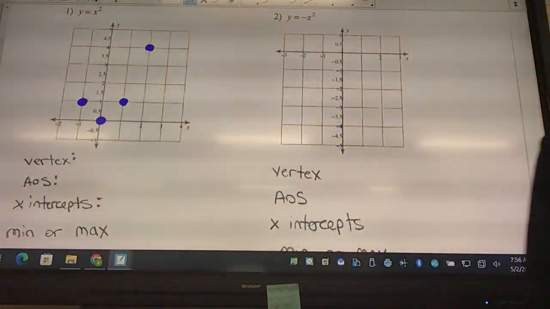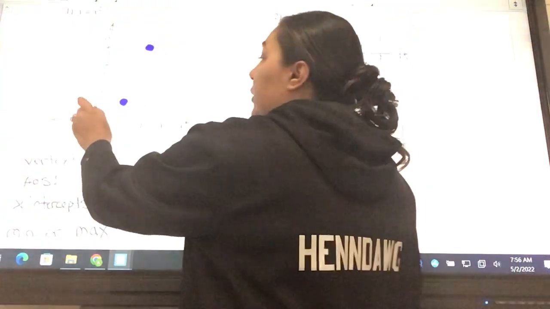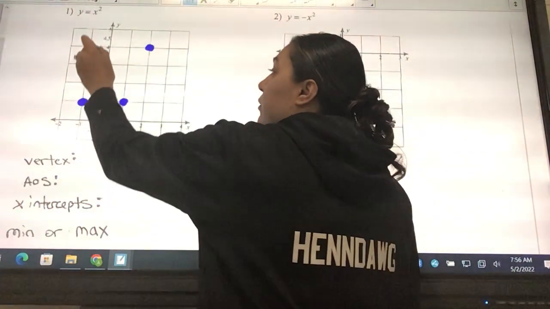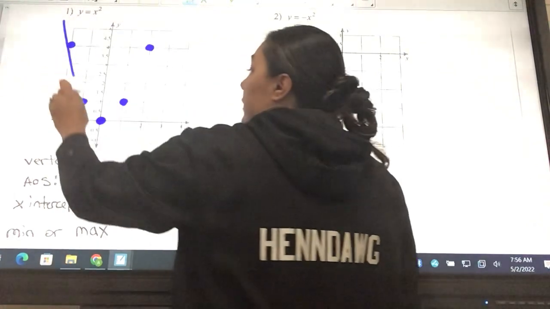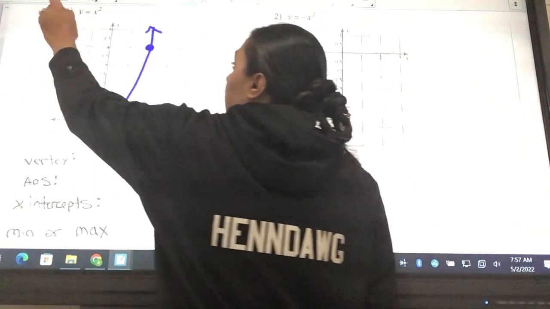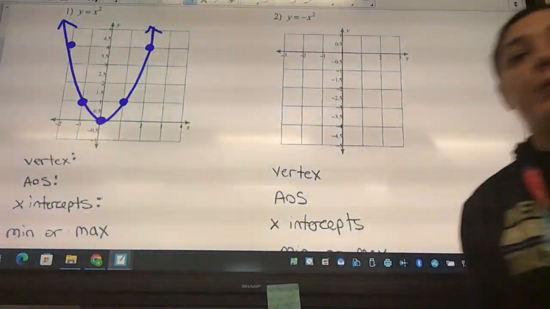Okay, same thing, you're gonna do that on the other side. So from the vertex, you're gonna go up 4, 1, 2, 3, 4, 1, 2. And this is gonna give us that nice U/V shape.